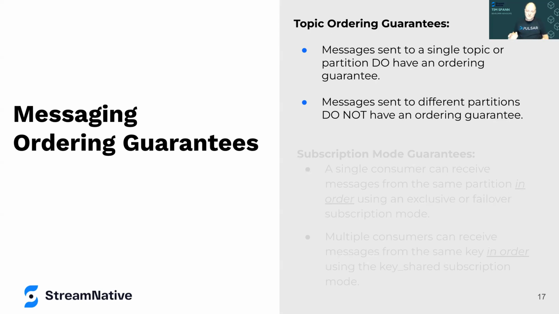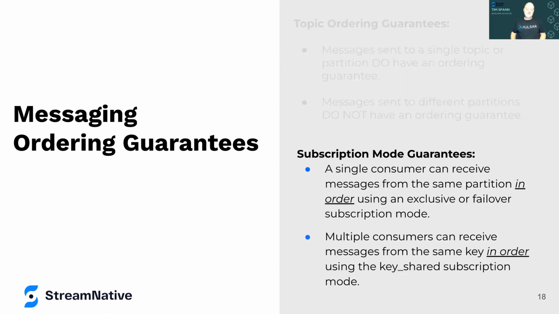Sometimes you can have a guarantee on this ordering. If you have a single topic or a partition, and we can partition topics like Kafka does, then you can easily set up an ordering guarantee. If you have different partitions, by default you do not have a guarantee there. You set up a subscription mode so a single consumer can get things from the same partition in order. Again, we mentioned failover and exclusive are pretty much the same thing, but with that backup. You can have it in order.